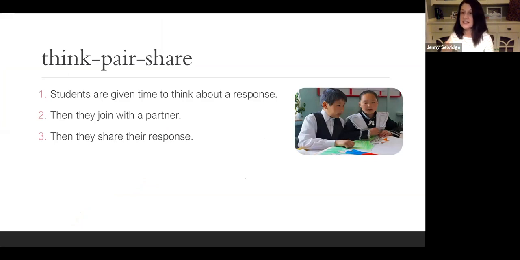It's very simple, but students should get used to think, pair, share. Okay, get in a think, pair. We're going to do a think, pair, share. That should become something that they automatically know because it's so useful and helpful.